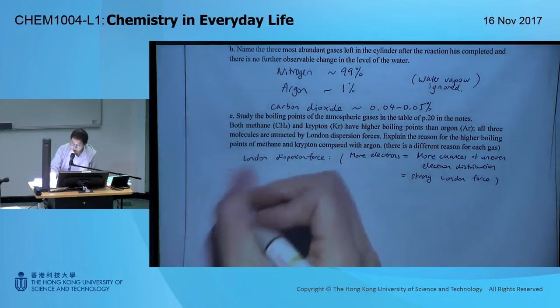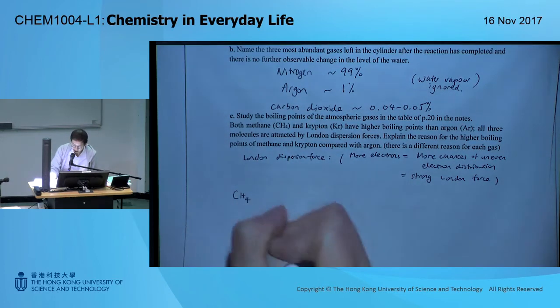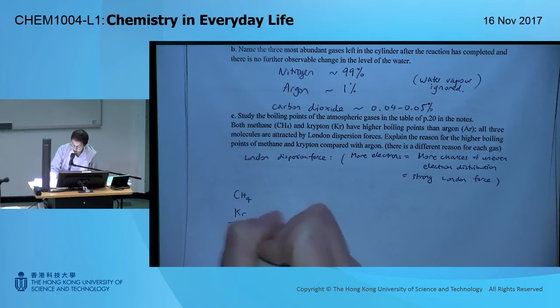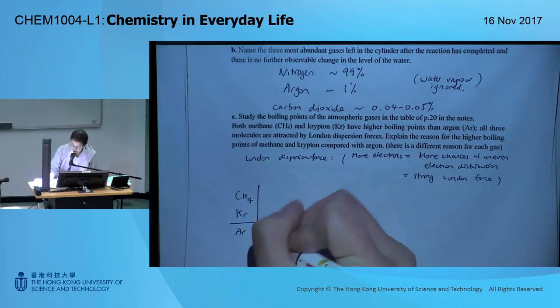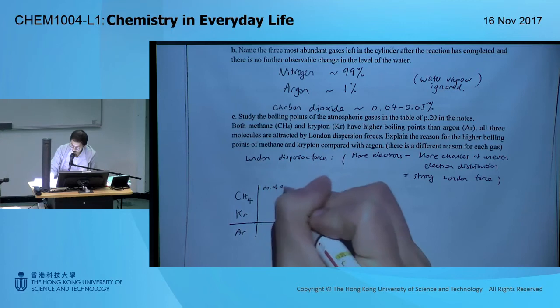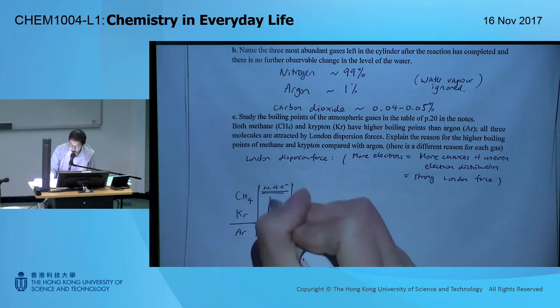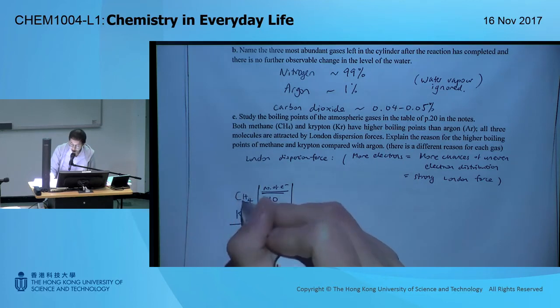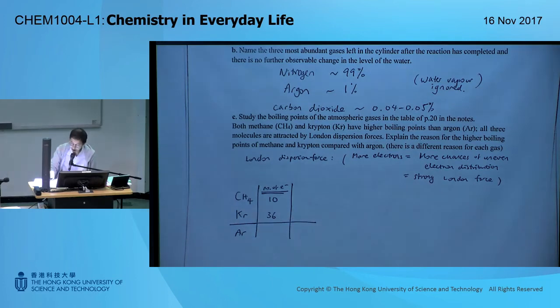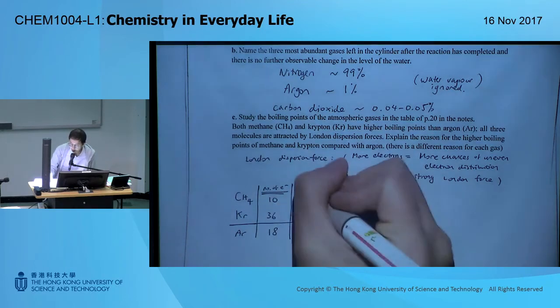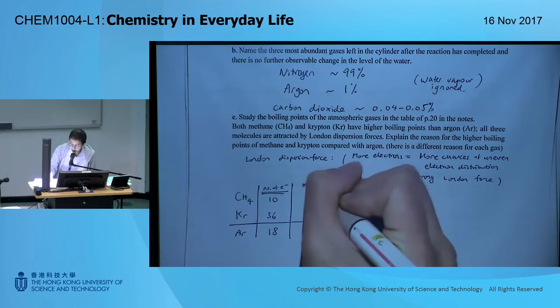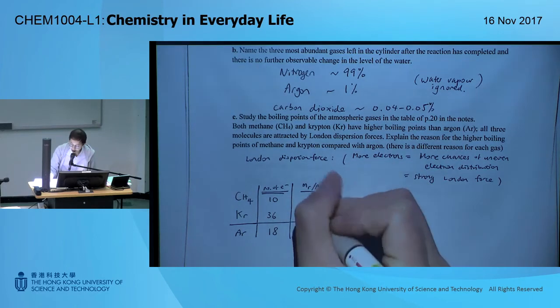Now we have to compare the number of electrons, therefore, for methane, for krypton against argon. So number of electrons in methane is 10, 6 in carbon, 4 in the hydrogens. Krypton is 36. You can find this from the table. Argon is 18. You can also work out the molecular mass if you want, or the atomic mass. That's also related.